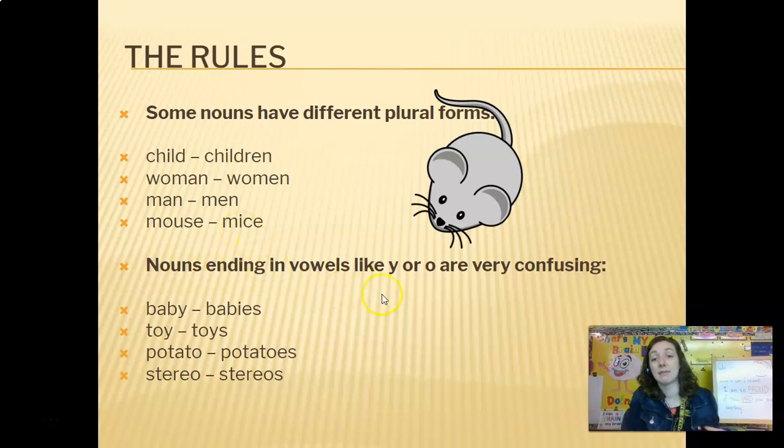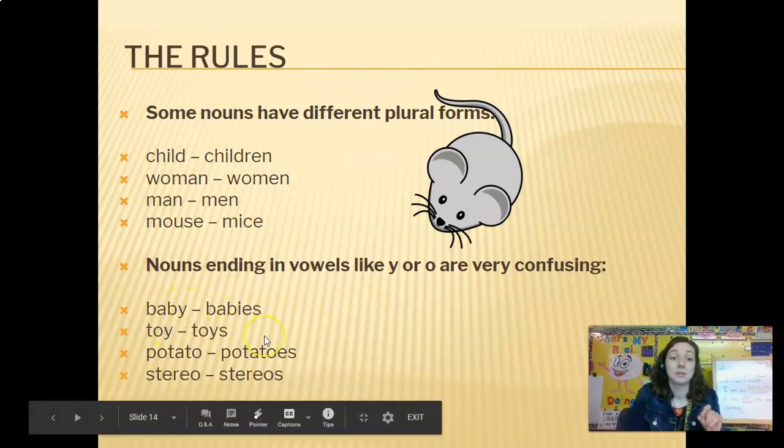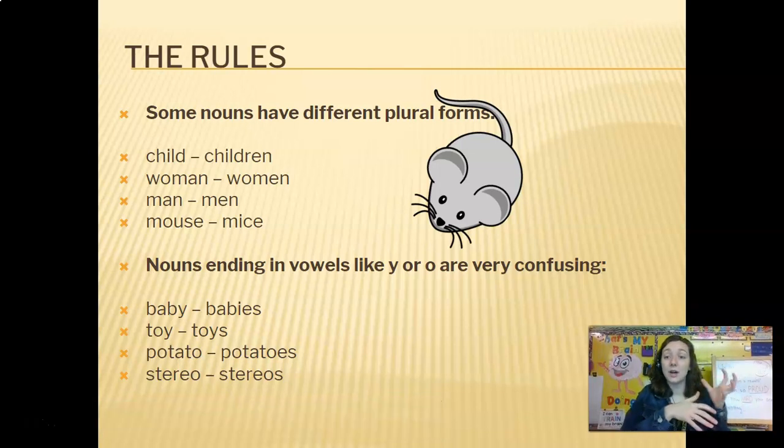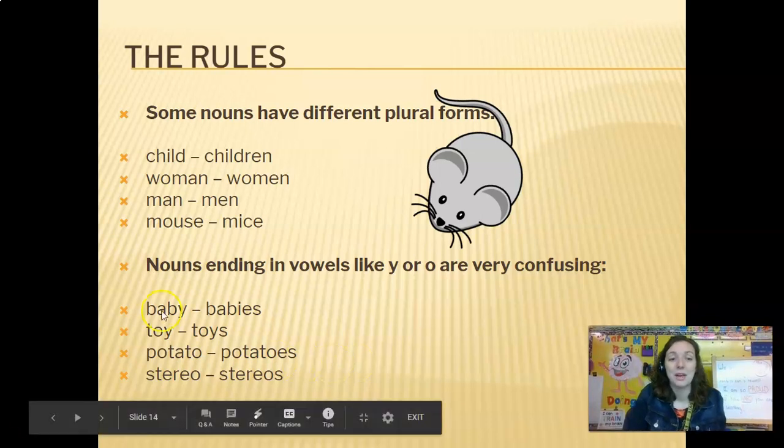And then nouns ending in Y or O are very confusing also. They do have to add either an IES or sometimes an ES. But again, I just wanted to introduce that to you. That's not really something we're going to specifically focus on. We're just trying to understand that singular is one, plural is more than one, and these are all examples of how you write them out and spell them. So I just wanted to introduce how they are a little bit different.